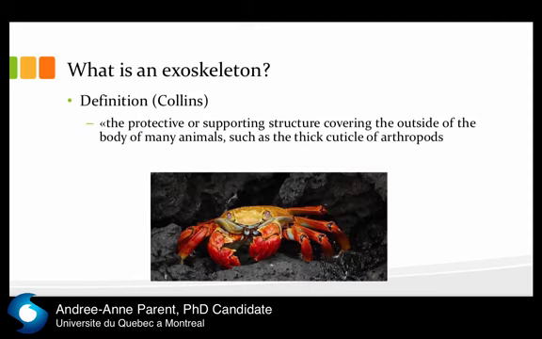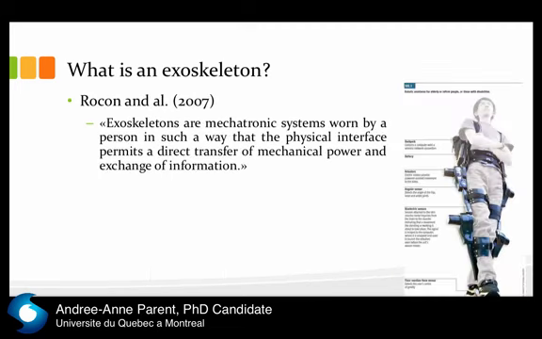When you take the definition in the Collins Dictionary, it's a protective or supporting structure covering the outside of the body of many animals, such as cuttlefish, arthropods, or, as you will see better after, crabs. They have many exoskeletons. The definition for your project is more an exoskeleton or mechatronic system worn by a person in such a way that the physical interface permits a direct transfer of mechanical power and exchange of information.